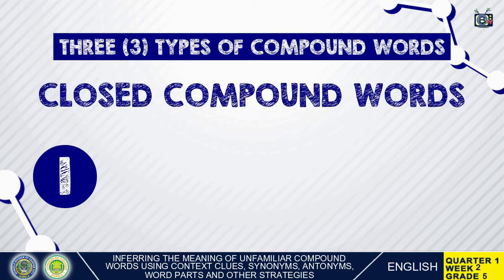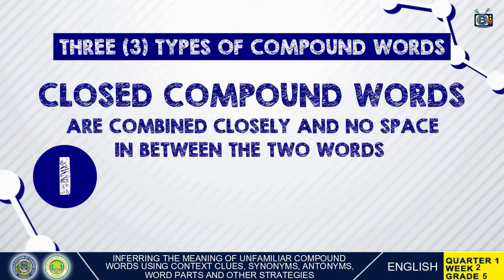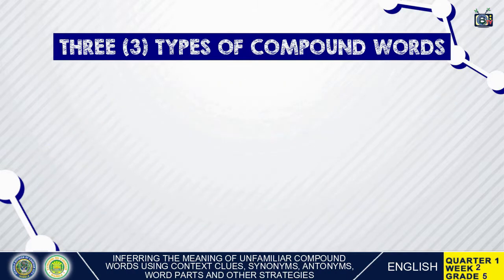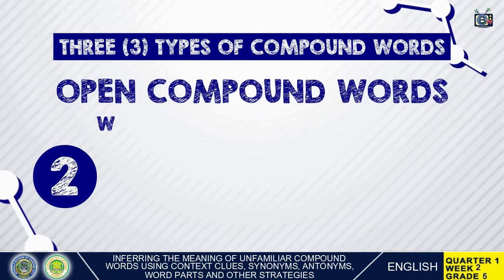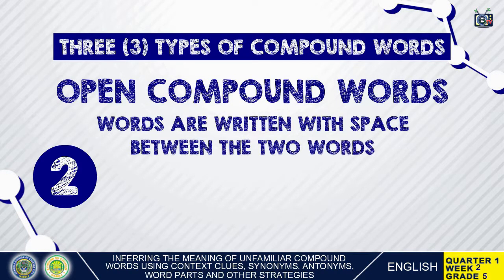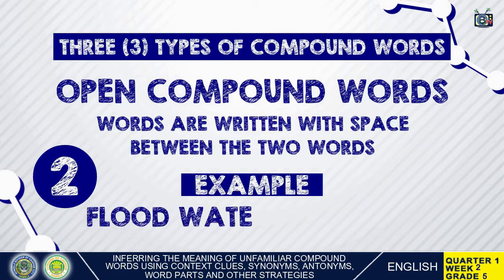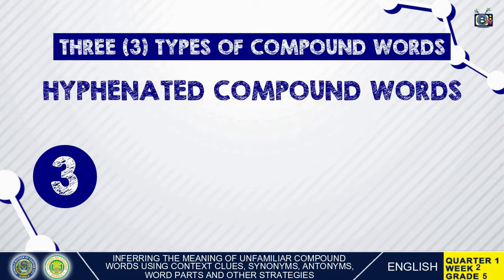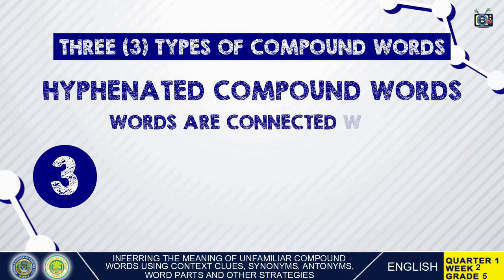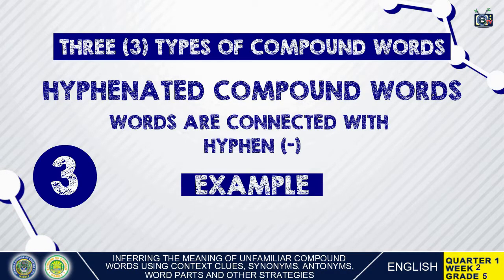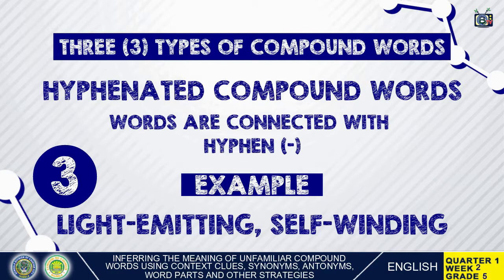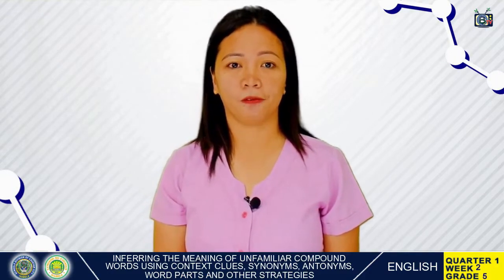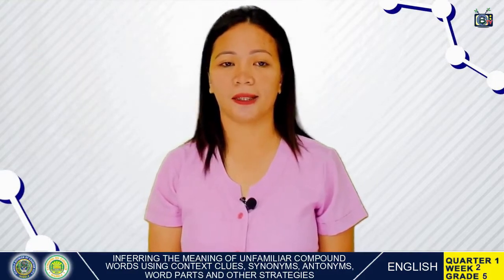We have three types of compound words. First, close compound words are combined closely with no space between the two words. Example: wristwatch and timetable. Number two, open compound words. Words are written with a space between the two words. Examples here: flood water and time zone. And the last one, hyphenated compound words. Words are connected with a hyphen. Example: light-emitting and self-winding. And now, we are going to infer the meaning of the italicized unfamiliar compound words in the following sentences.